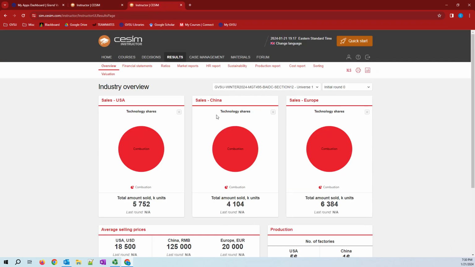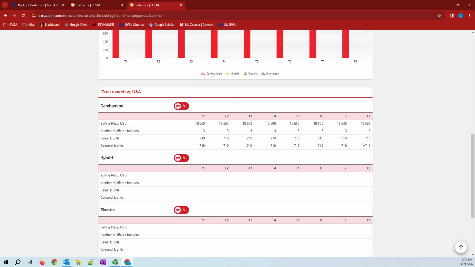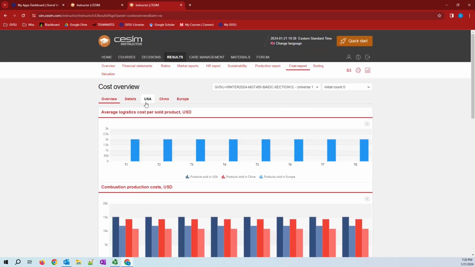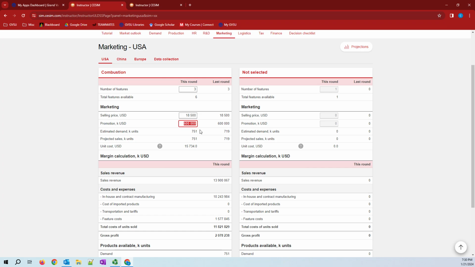So if I go to the results tab and if I go to market reports for USA, I'm company 8. So in last round, I sold my combustion cars for $18,500 with three features. Okay. And if I go to the cost report and if I go to the USA cost report, I can see that the investment that I had made in terms of promotion money was $600,000. So that money is here.